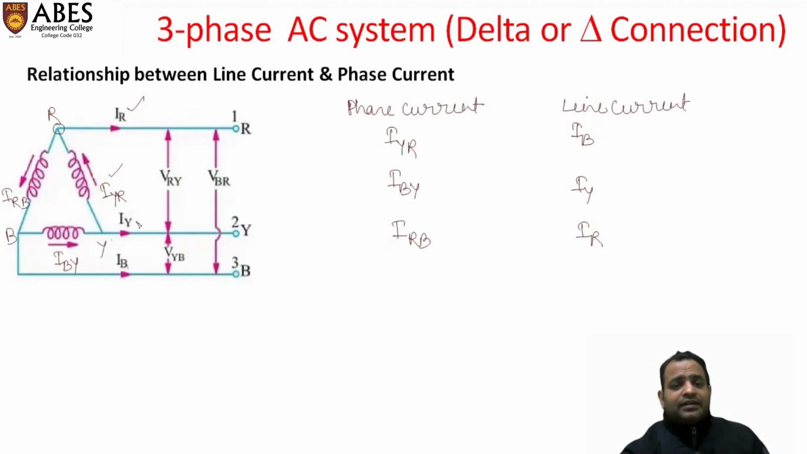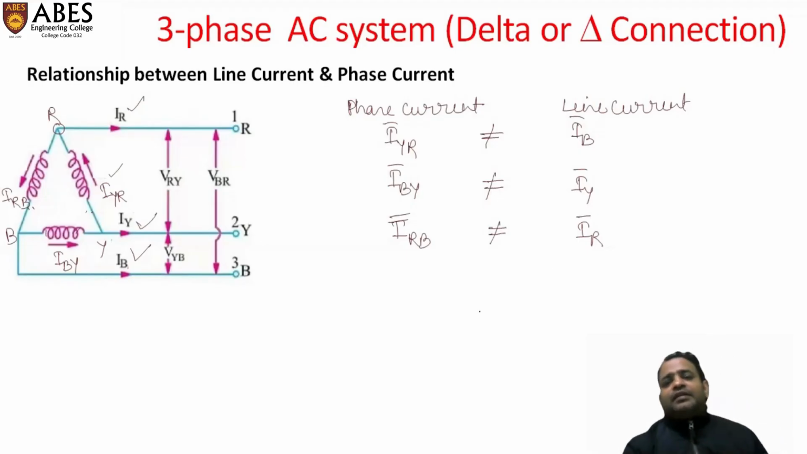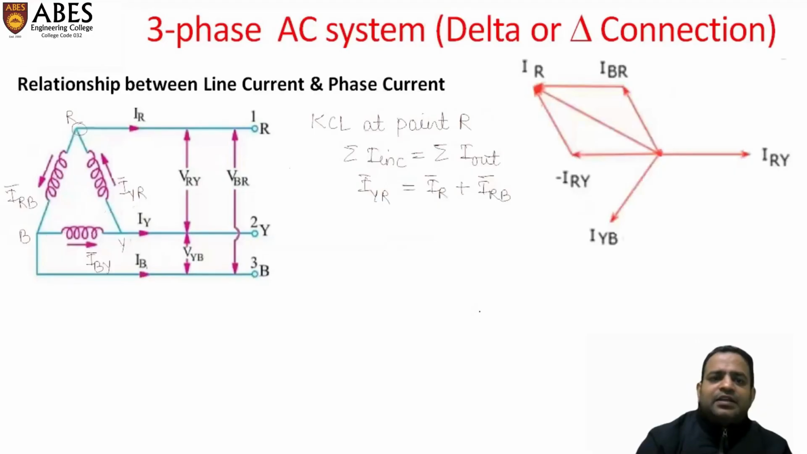Similarly, this IY current is the summation of these two currents. And similarly, the IB current is the summation of these two phase currents. So one line current is the summation of two phase currents. So it is never equal. One line current can never equal a phase current. So how can we find the relationship between line current and phase current? We can see it in the next slide.